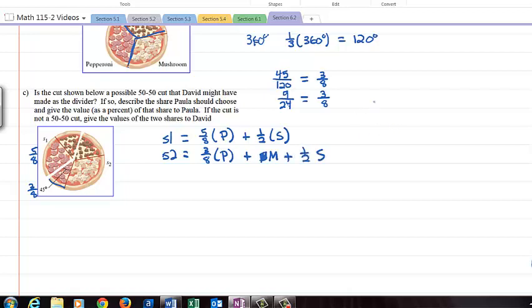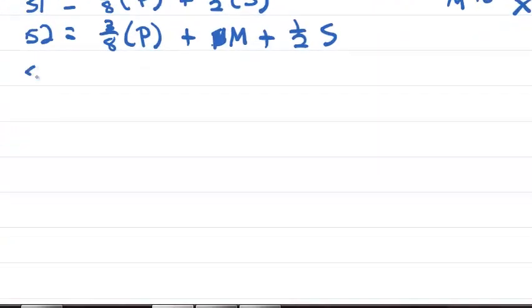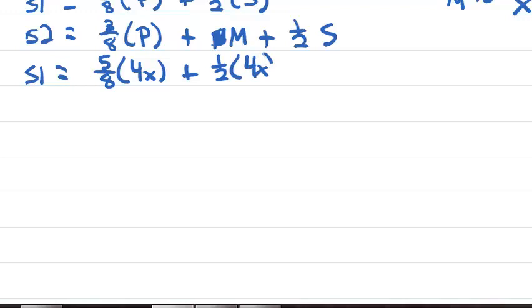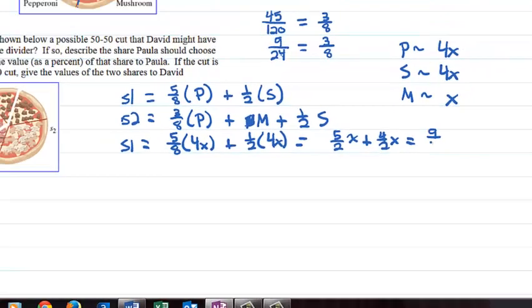And as a reminder, David values the pepperoni at 4x, the sausage at 4x, and the mushroom at x. Okay, so what does that give us for the values? Well, S1, 5/8 times 4x plus 1/2 times 4x equals 5/2 x plus 4/2 x, 9/2 x.